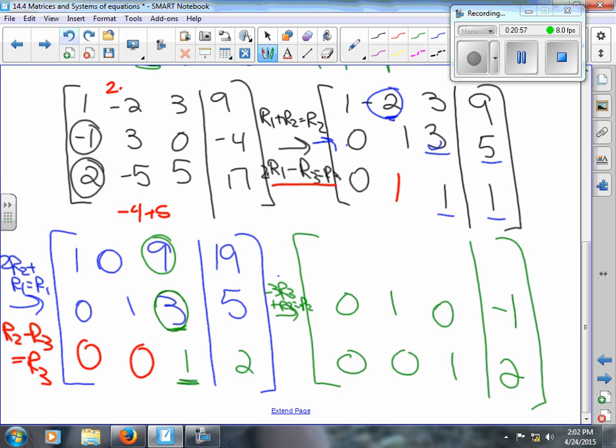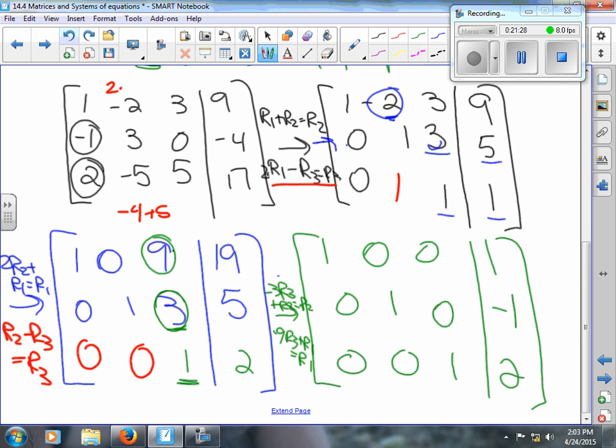And now for the top step, I'm going to take -9 times row 3 and add row 1, and that's my new row 1, because that will make this 9 into a 0. So I didn't change the 1, 0, because I take -9 times row 3 plus row 1. So 0 plus 1, and 0 plus 0. And now -9 plus 9 is 0. And now -18 plus 9 is 1.